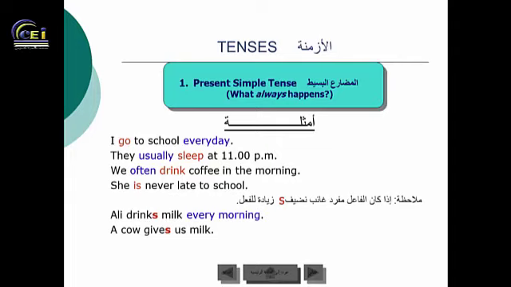We say he, she, it with the verb plus s, es, and ies. The example: Ali drinks milk every morning. The sentence is in the present simple tense. Why? Because Ali equals he, so we put s after the verb.